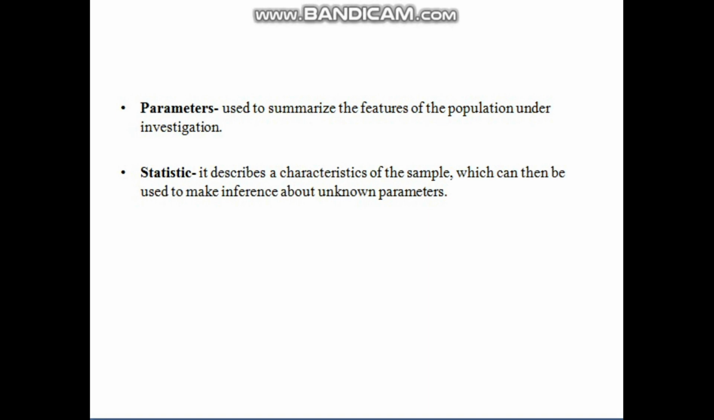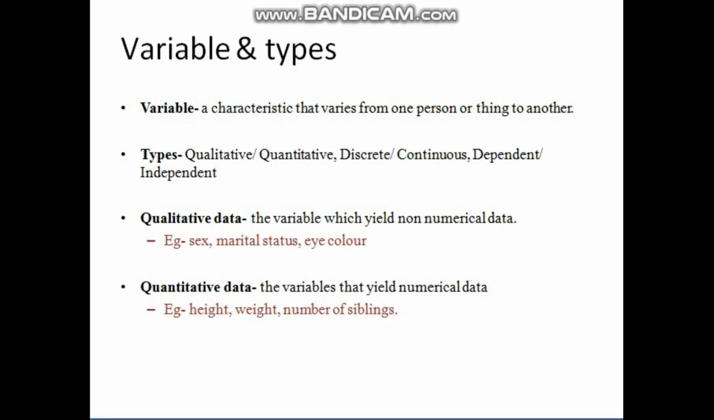Variables and types. A variable is a characteristic that varies from one person or thing to another. And types: qualitative, quantitative, discrete, continuous, dependent, independent. Qualitative data: the variable yields non-numerical data. Example, sex, either male or female or transgender, and marital status, married, widow, unmarried. And eye color, there are differences of color. And quantitative data, example, height, weight, number of siblings, the variables that yield numerical data. Number of siblings is also numerical data.